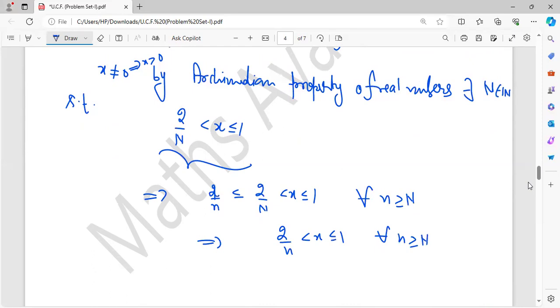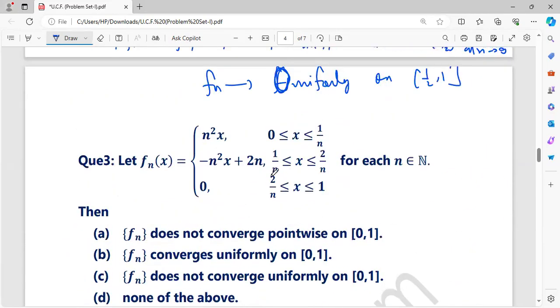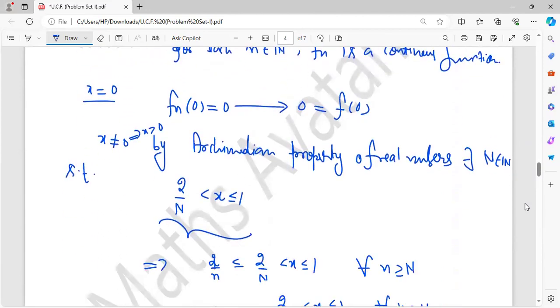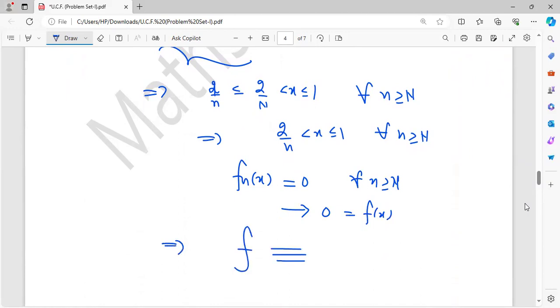Now by definition of f_n(x) in this subinterval, f_n(x) is 0 for all n greater than N. So this tends to 0. So the f_n(x) value is this. It means your pointwise limit f is 0. Pointwise limit. Okay.